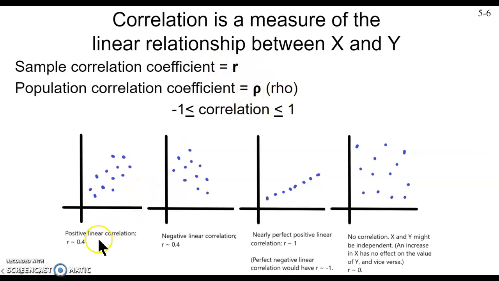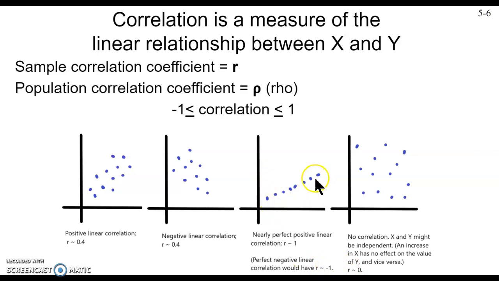All right, a positive linear correlation will be points where, as x increases, it looks like y increases. In this case, the way these are scattered, this would be an r of about 0.4. A negative correlation, this would be a negative 0.4, not positive 0.4. And then this one would be a nearly perfect positive linear correlation, so r would probably be about 1. A perfect negative linear correlation would have r equal to -1.